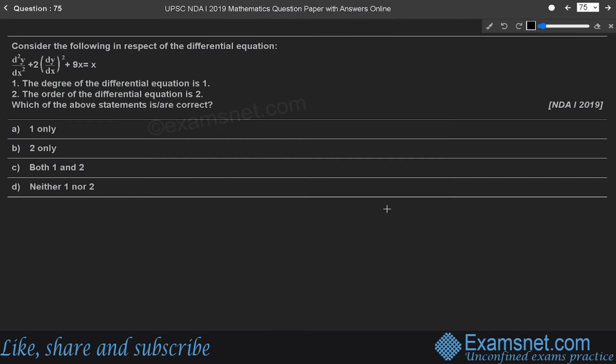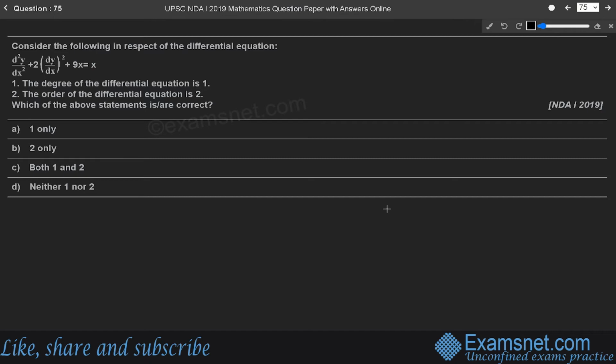Next question is, consider the following in respect of the differential equation: d square y upon dx square plus 2 into (dy upon dx) square plus 9x is equal to x. Statements are: the degree of the differential equation is 1 and the order of the differential equation is 2. Which one of the above statements is or are correct? It is a question from differential equation.